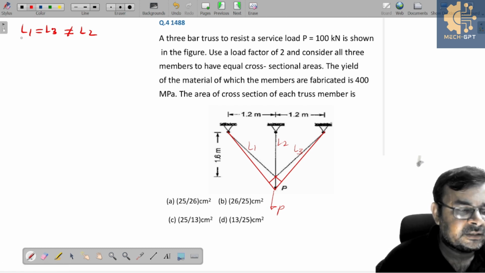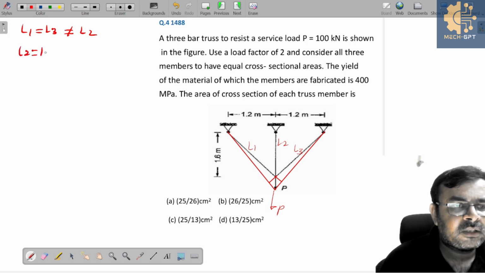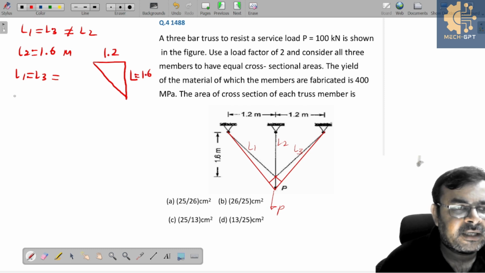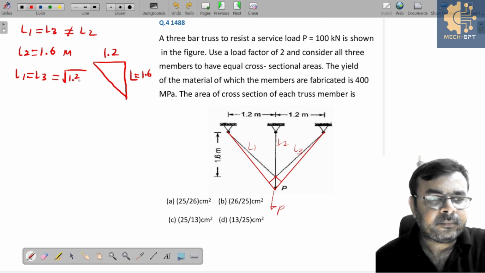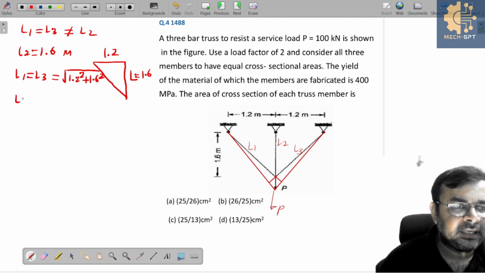So now you can see this vertical length L2 is given here, that is 1.6 meters. So what about L1 or L3? So simply if I join, then here we can get a triangle like this. This length is L, and this is 1.2 and this is 1.6. So can I write this is square root of 1.2 square plus 1.6 square, and after this you will get L1 is equal to L3, this is equal to 2 meters.